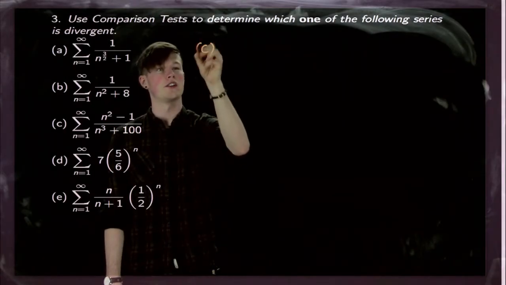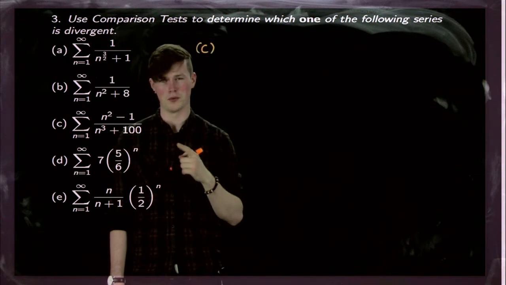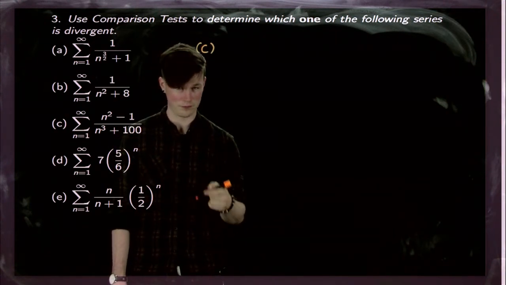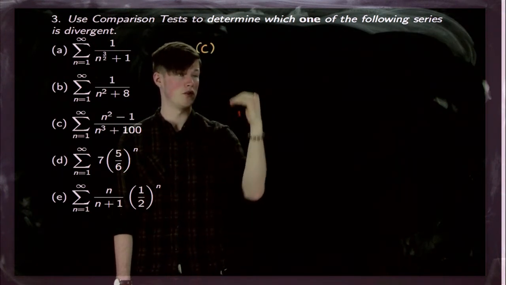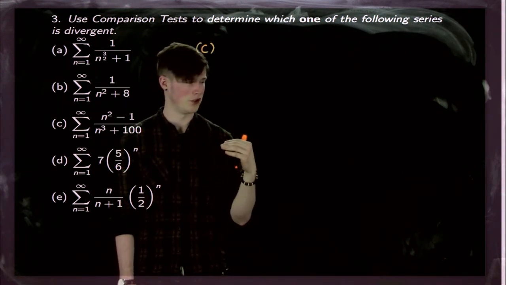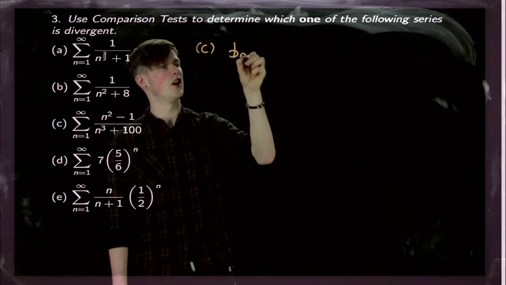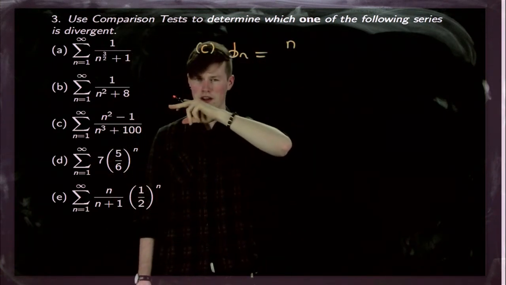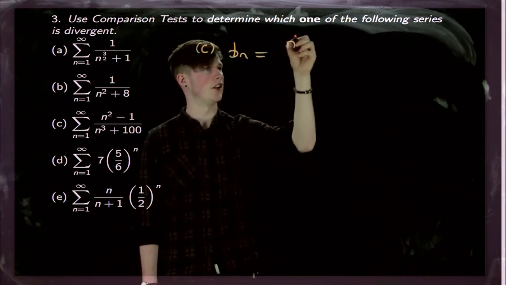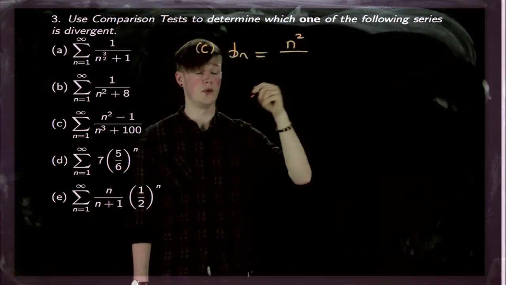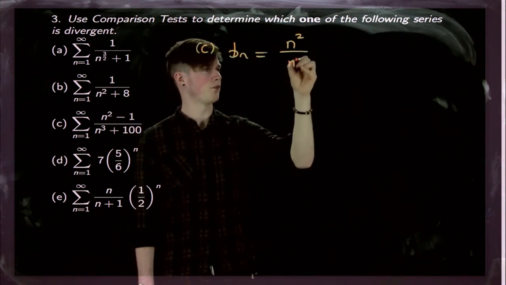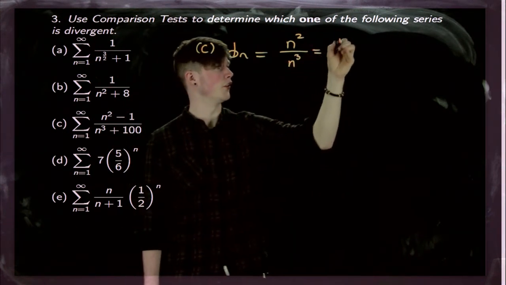Okay, so with the next problem, we're looking at the sum n equals 1 to infinity of n squared minus 1 over n cubed plus 100. This is a case where we have a quotient of polynomials. So we want to compare that to bn, where we take n to the highest power on top over n to the highest power on the bottom. The highest power that appears in the numerator is n squared, so the highest power is 2, and the highest power that appears in the denominator is 3. So this is 1 over n.